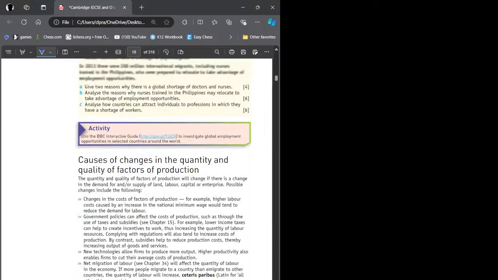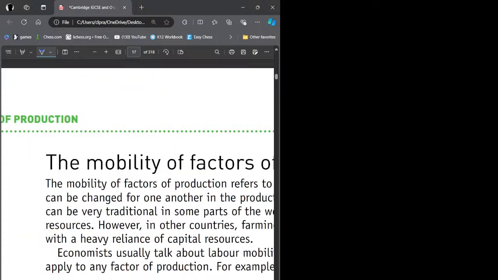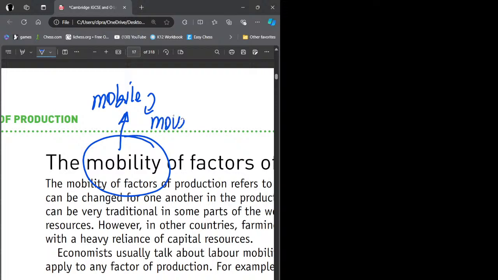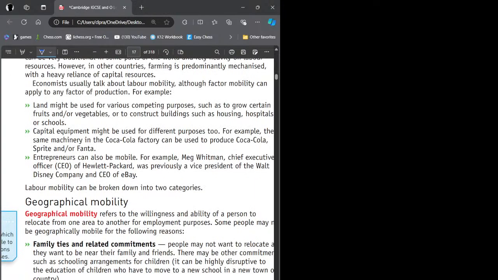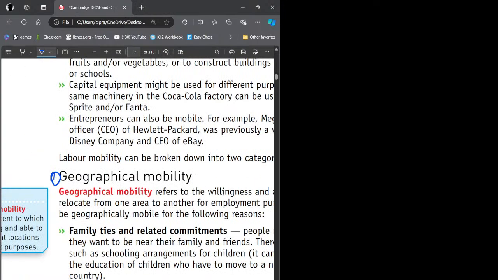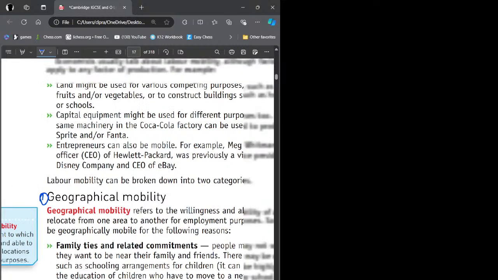Okay, causes of changes in quantity and quality. Okay, so when we talk about mobility of factors of production, mobility comes from the word mobile, which means to move, right? So we are basically looking at the movement of factors of production. So we have two different types of mobility. We first have geographical, and the second one is occupational.